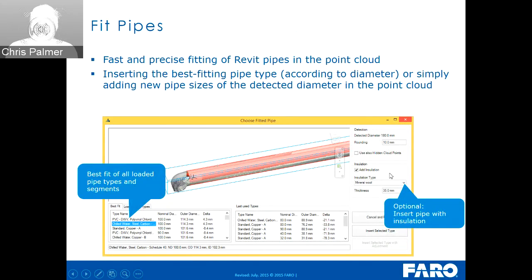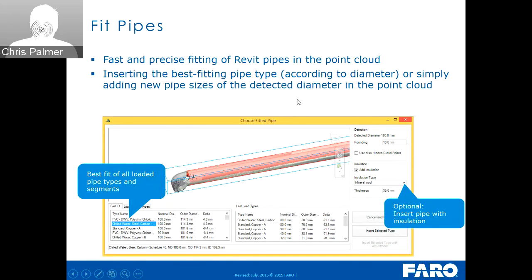So if we add insulation, for example, of 35 millimeters, what that's going to do is give us an overall diameter, including insulation, of whatever this one was, 180 millimeters. But it's going to give us 35 millimeters radius of insulation around that specific pipe. So it's essentially a smaller pipe with a 35 mil radius of mineral wool, giving us an overall of 180.